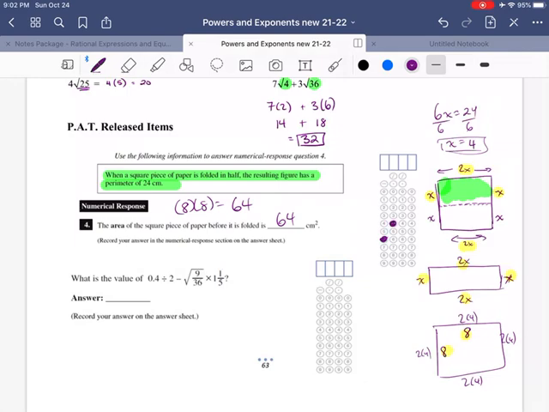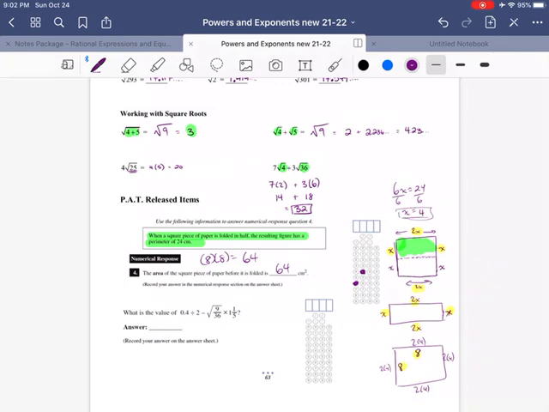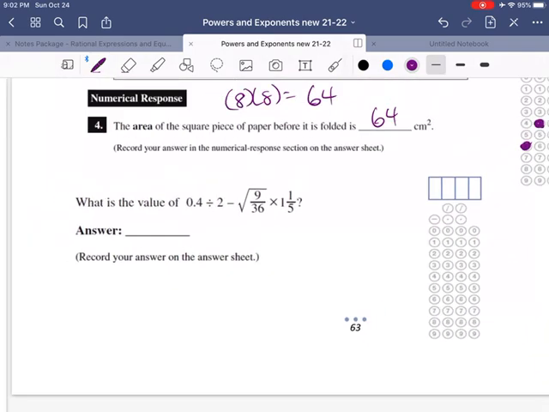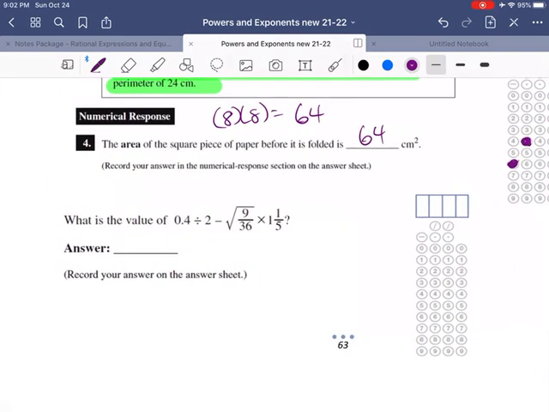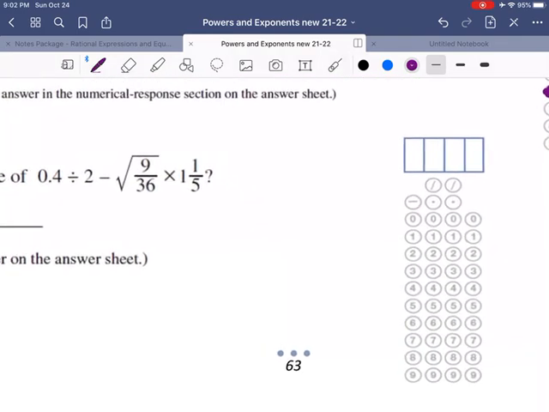That's probably a level of excellence question. It's pretty tricky. Kind of have to think through the entire problem. Here we go. What is the value of, well, this is a numerical response question, so this one would be on the non-calculator portion of the exam. So we got to do a whole bunch of figuring here.